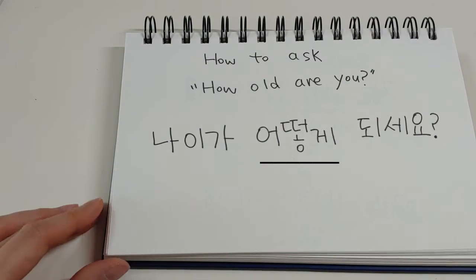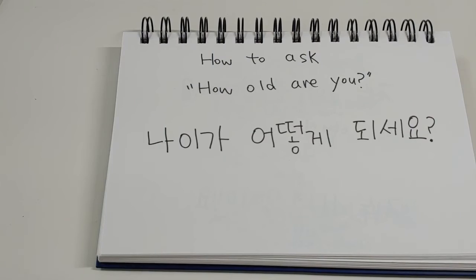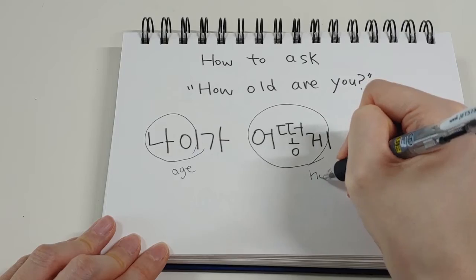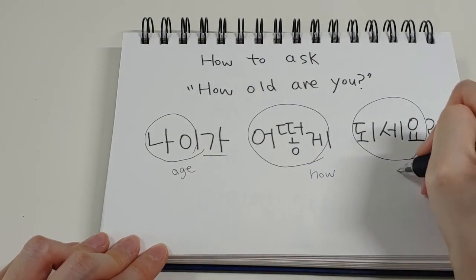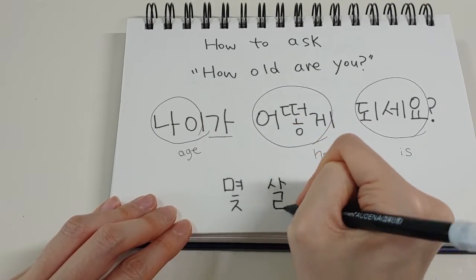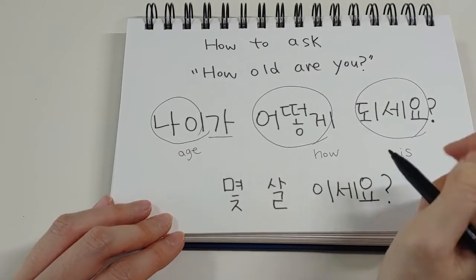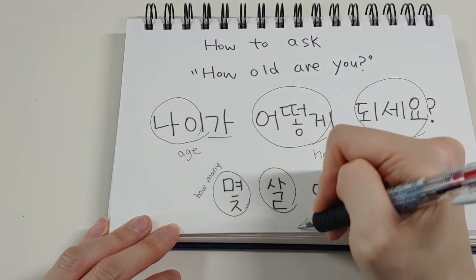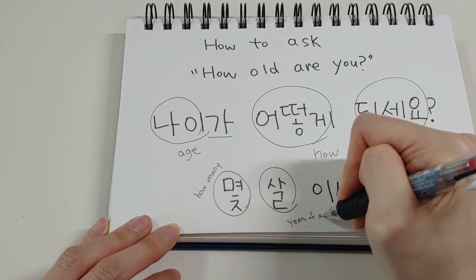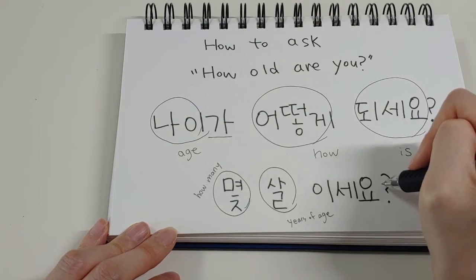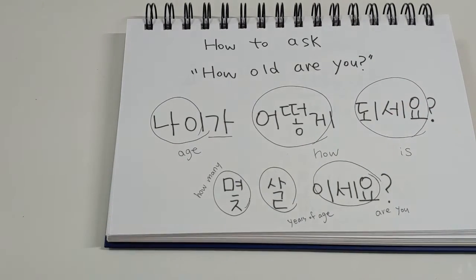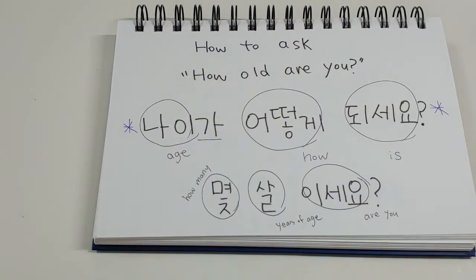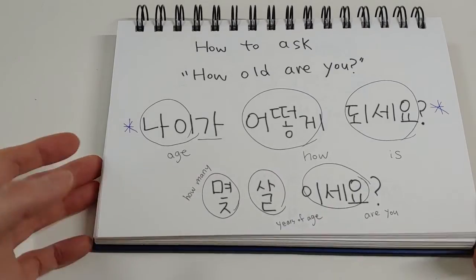If you want to ask other people how old they are, there are a few ways. 나이가 어떻게 되세요? is the politest and the most common way to ask someone's age. You can also say 몇 살이세요? 몇, how many? 살, years of age. 이세요, are you? But the first one sounds a lot politer and softer. So when you're asking age to someone who's not that close to you, you can use the first one.